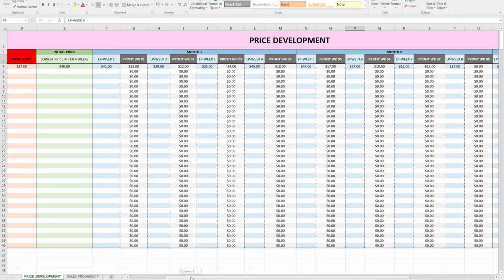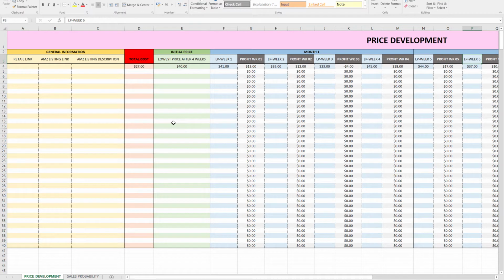So basically, I'm going to cover this particular sheet from left to right, and discuss each point, right? So first off, general information. I would advise you to put in the retail link, basically the link to where you bought the product, right? Which retailer and which listing there, followed by the Amazon listing link. Again, makes sense, right? And I will put it in the description.